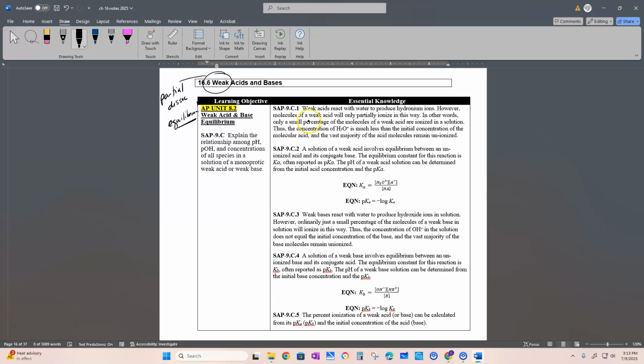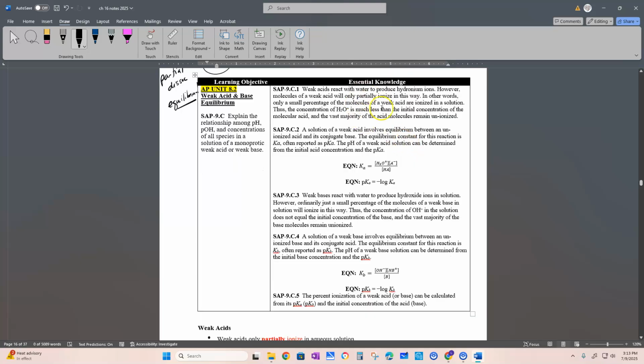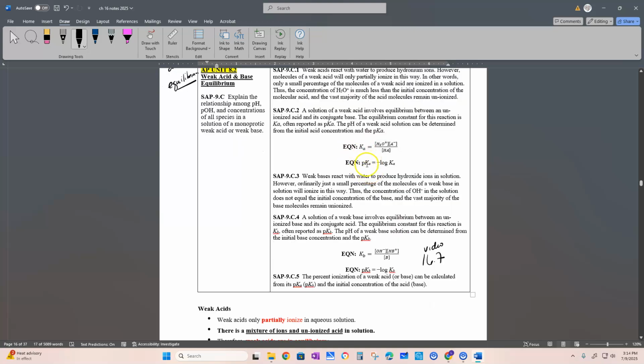We got a lot of learning objectives here. So this is 8.2. You need to take a minute, maybe 2 minutes, and read, annotate. We have a couple new equations coming in from the equation sheet for the acids. And then when we get to video 16.7, I will show you the base part, okay? So take some time, annotate and read so you know what this new thing called Ka and pKa is.